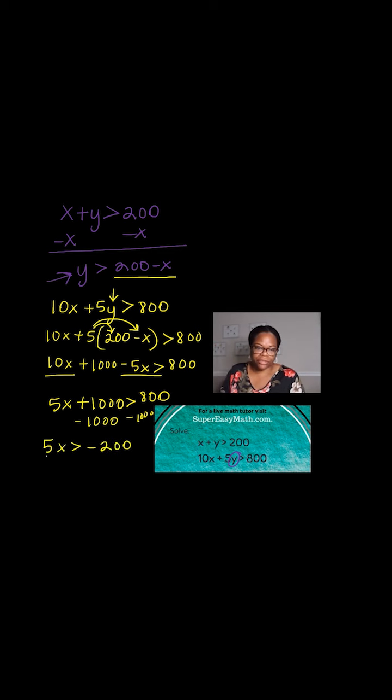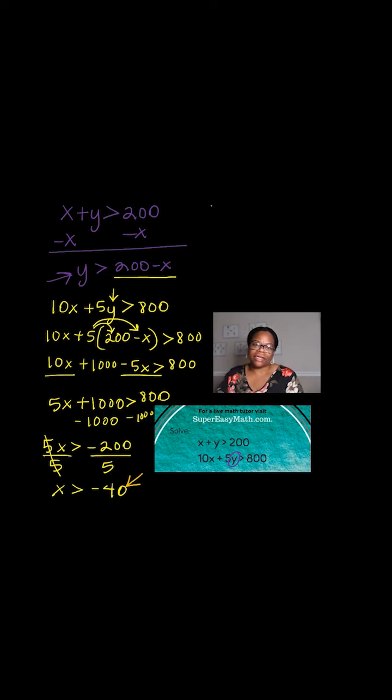Now I'm going to divide both sides by 5 because my goal is to get the x by itself on one side of the inequality symbol. So this cancels out and I'm left with x is greater than negative 40. Now because I have my x value, I can plug it into the other problem, the first one I started with, and calculate what y equals as a result.